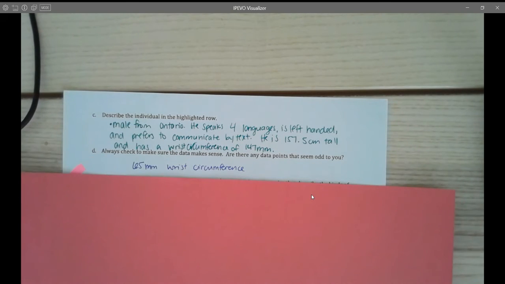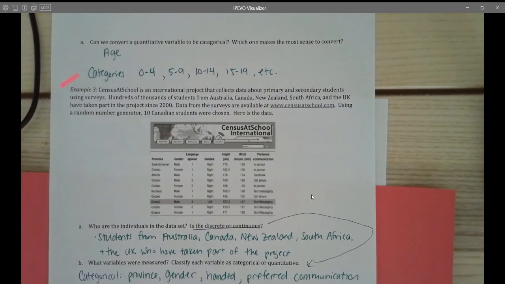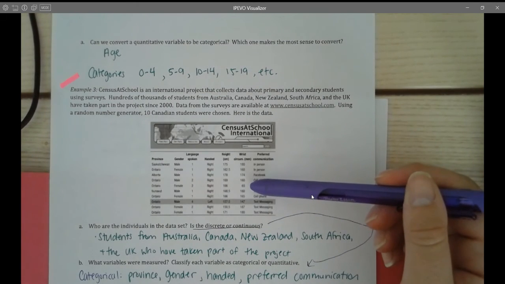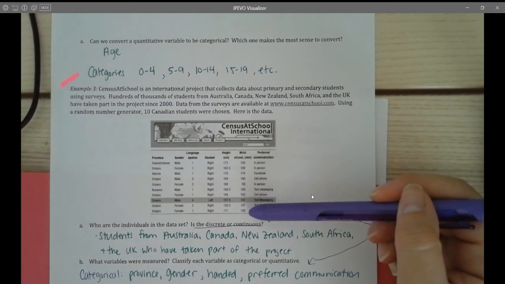I noticed that there's someone who has a 65 millimeter wrist circumference. That seems a little bit odd to me. Odd because no wrists are really 65 millimeters, at least not according to the information that we have here. So I did measure my wrist circumference in millimeters. Mine was like 160 something. So I kind of fall into line with these ones here. 65 millimeters is really, really small. So that seems kind of odd.